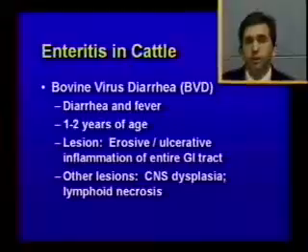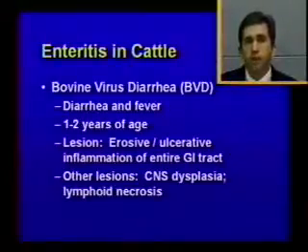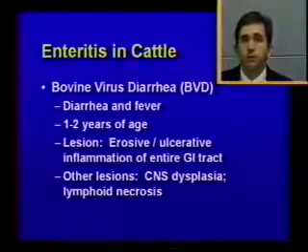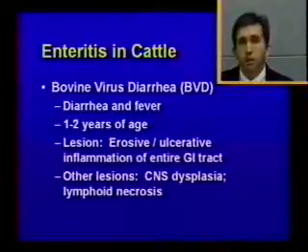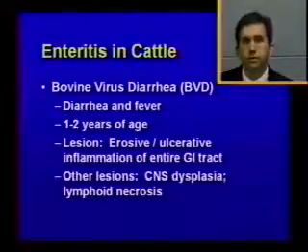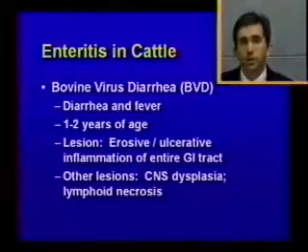Enteritis in cattle has several causes. The most notable probably is bovine viral diarrhea virus, or BVD. The condition is known as BVD, and the agent is known as BVD virus. It causes diarrhea and fever. It usually affects animals that are young and can cause ulcers and erosions in the oral cavity and the intestinal tract. Really, the entire gastrointestinal tract can be affected: the esophagus, the abomasum, omasum, reticulum, small intestine, and large intestine. And this is just the tip of the iceberg on what this agent can cause.